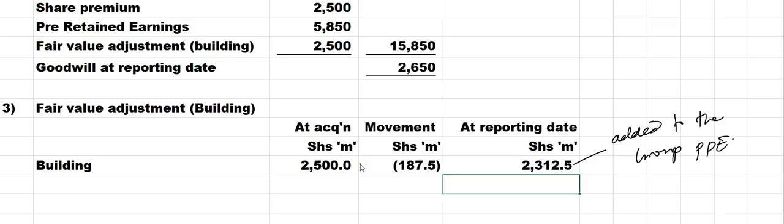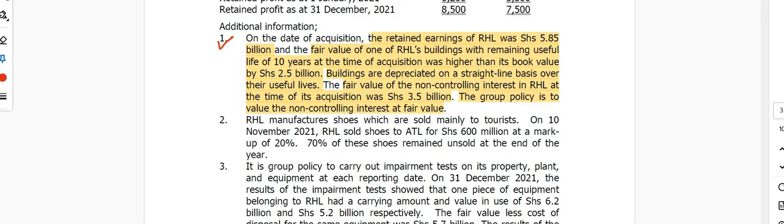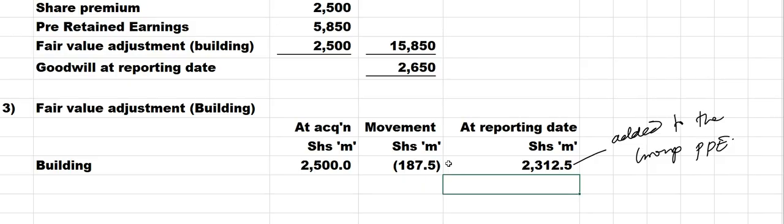PPE. And then this movement, this is depreciation. You've been told that depreciation will be charged to administrative expenses. That's note 6 of the question. So this will be added to the administrative expenses. Don't forget.